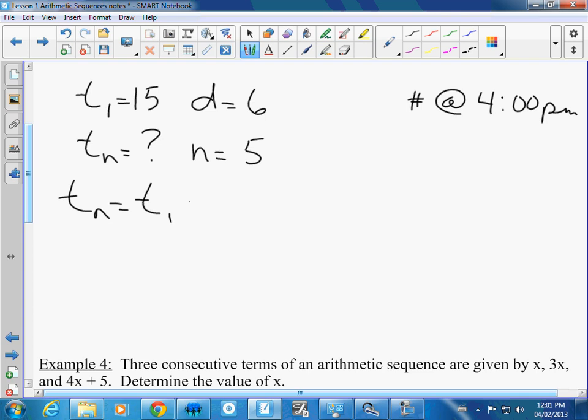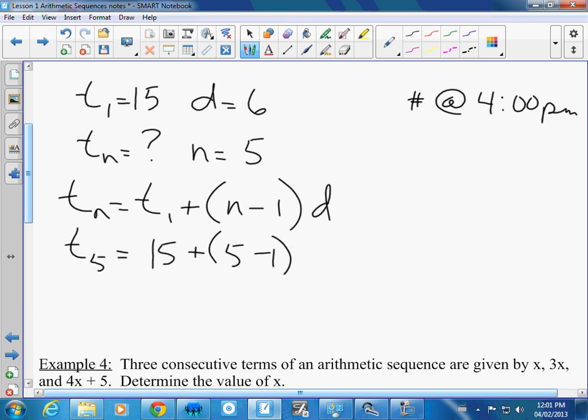Tn equals T1 plus n minus 1 times d. So let's fill in what we know. Now, which term are we looking for? Yes, but what is Tn? We're looking for the 5th term, aren't we? The 5th term is actually what time? 4 o'clock. Okay, what's the first term? 15 plus what's n? 5 minus 1, what's d? 6.